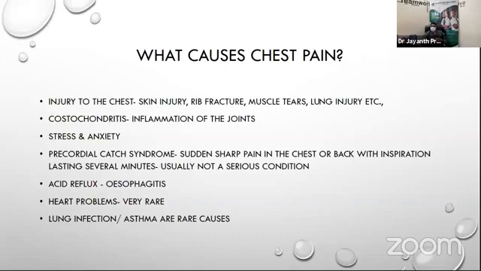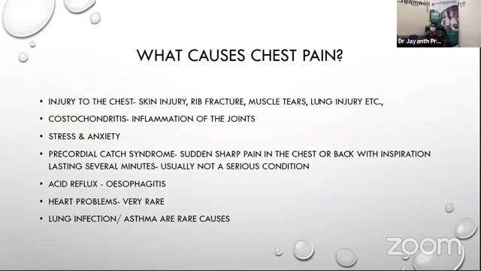Costochondritis is inflammation of the joints. The joints become swollen because of some viral infection or some bacterial cause. Then some children, because of stress and anxiety also, experience chest pain. Then there is something called precordial catch syndrome. Precordial means the chest in front.